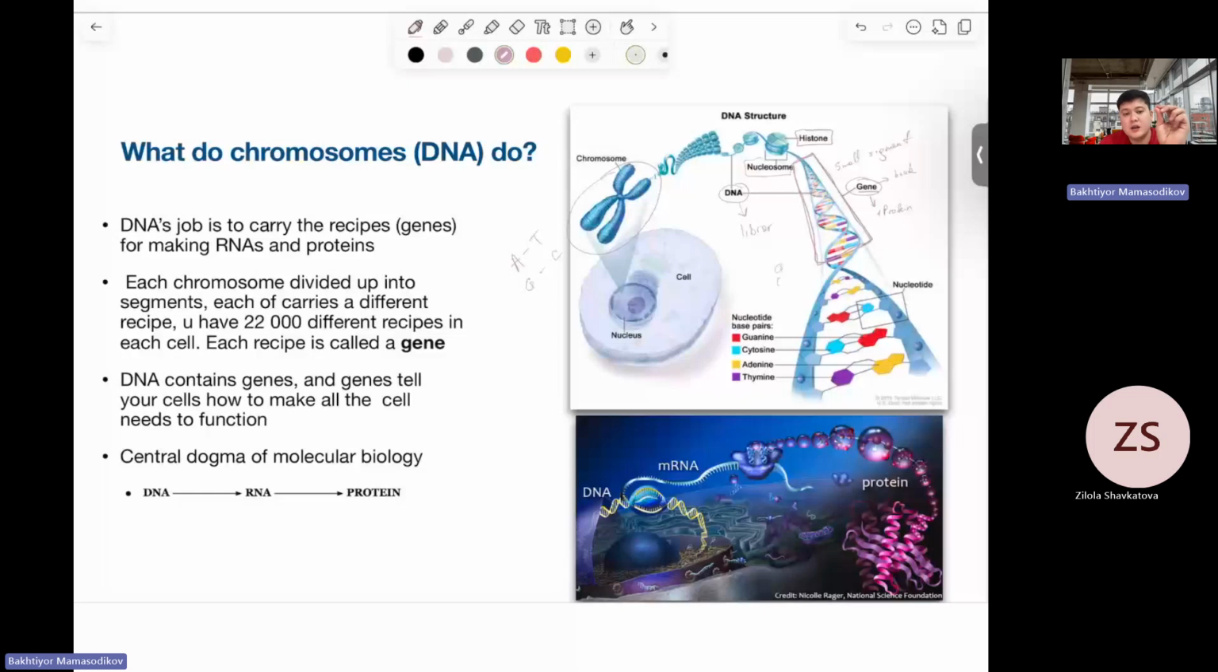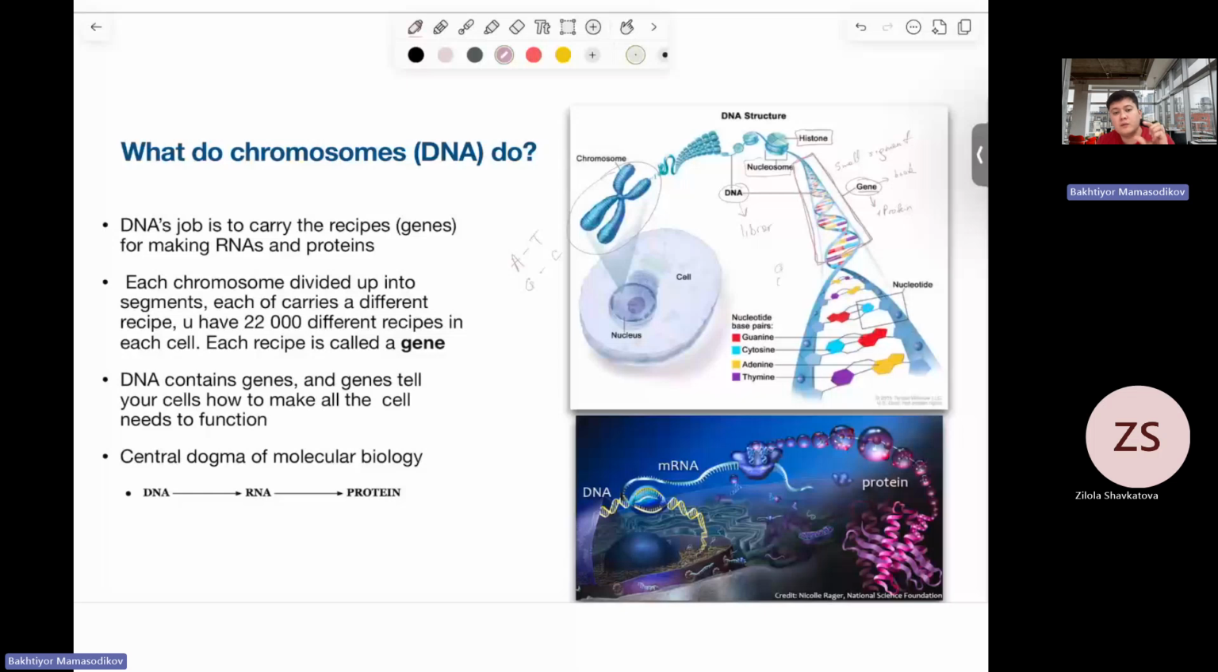This is copying the recipe from the book into one note. Imagine this is a big book, and you're just copying from this book into one note. Imagine from the book, you're making one note, and this is called the RNA, from the recipe from the book.